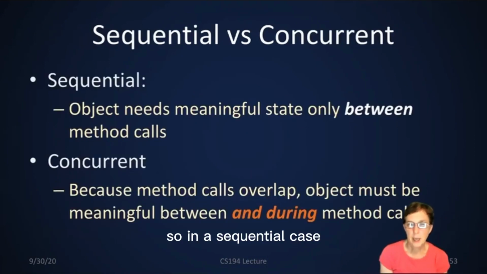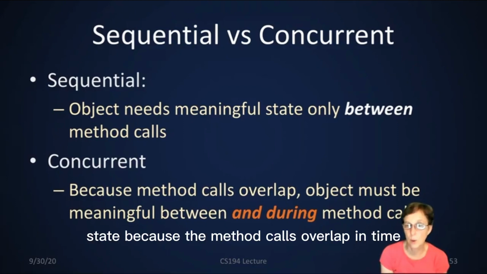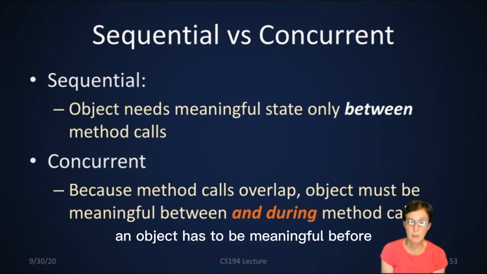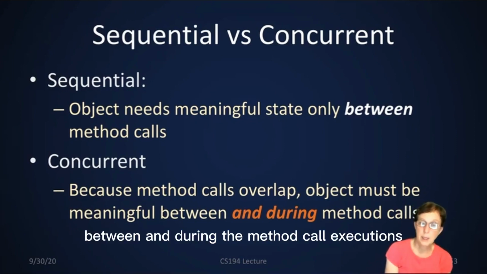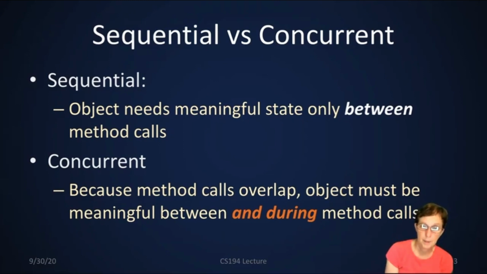So in a sequential case, we also only worried about the state between the method calls, and in a concurrent state, because the method calls overlap in time, an object has to be meaningful between and during the method call executions. This makes it much harder to implement concurrent data structures.